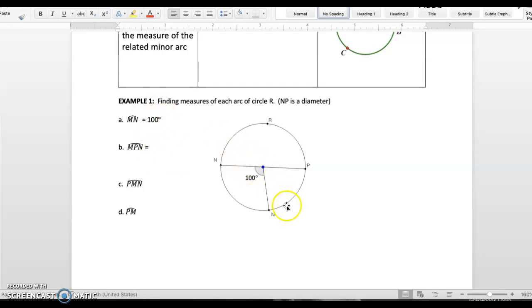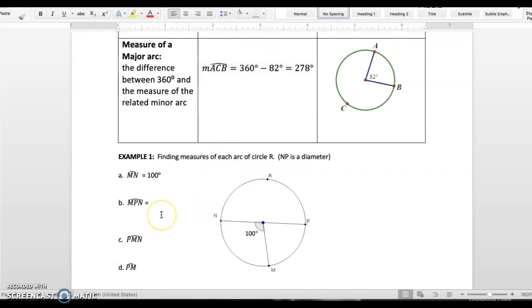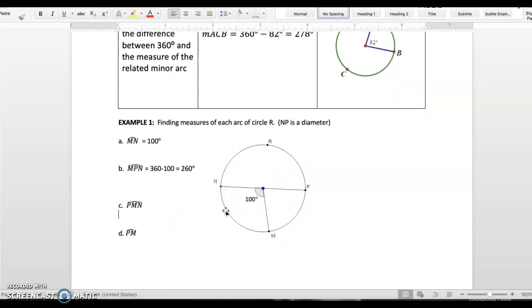Now we're looking at MPN. So the rest of the major arc that doesn't include the minor arc we just solved for in part A. So if I know that we have 100 degrees taken up already from the minor arc, and MPN is the rest of the circle or the major arc, we're going to follow the math that we saw up here. 360 minus 100, and quickly you should get that that major arc is going to be 260 degrees because that's what's left over. There are other ways to figure that out, but I'm going to stick to one method right now since we're not all together and I can't necessarily answer all of your questions.